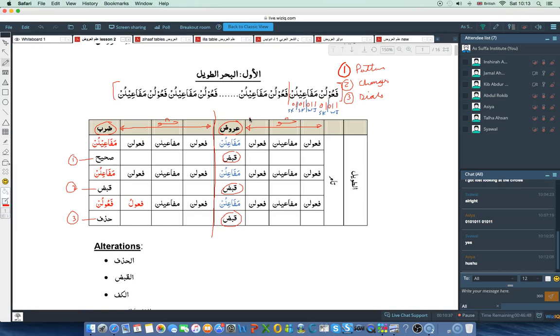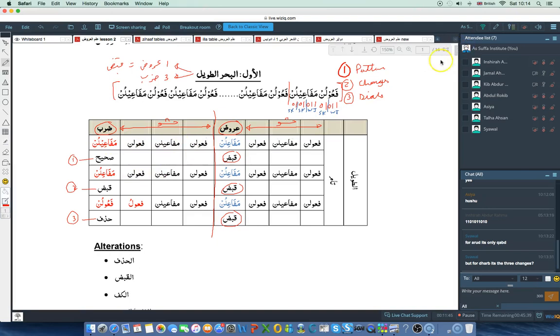Does that make sense? For the darb, three changes. So this is why they say Tawil has one arood, which is qabad. And how many darbs does it have? It has three darbs, and they are sahih, qabad, and hadaf. So if you ever find a poem on the Tawil pattern and the arood is not qabad, or the darb is not one of these three, then it's a mistake. It has broken the rules. Make sense? So these are the rules to do with the arood and the darb.